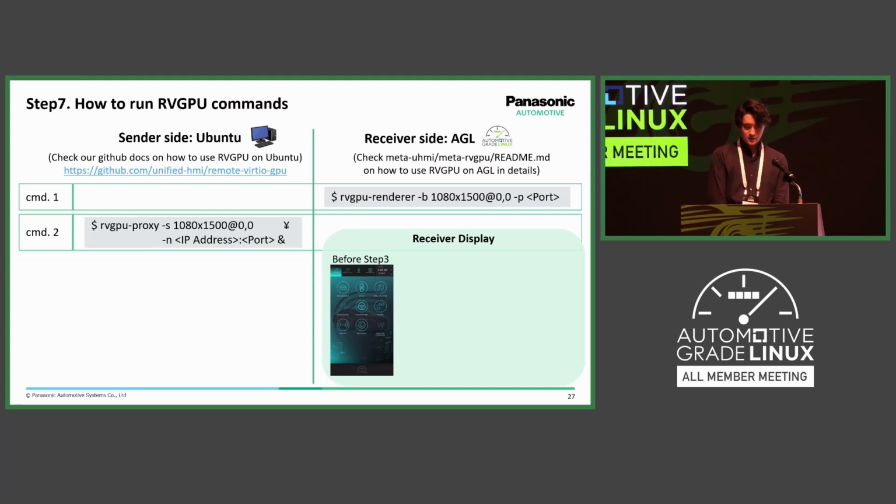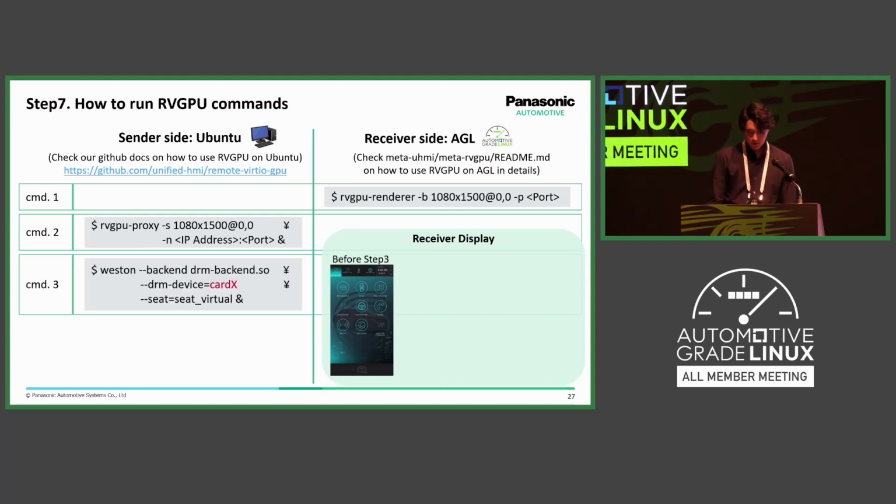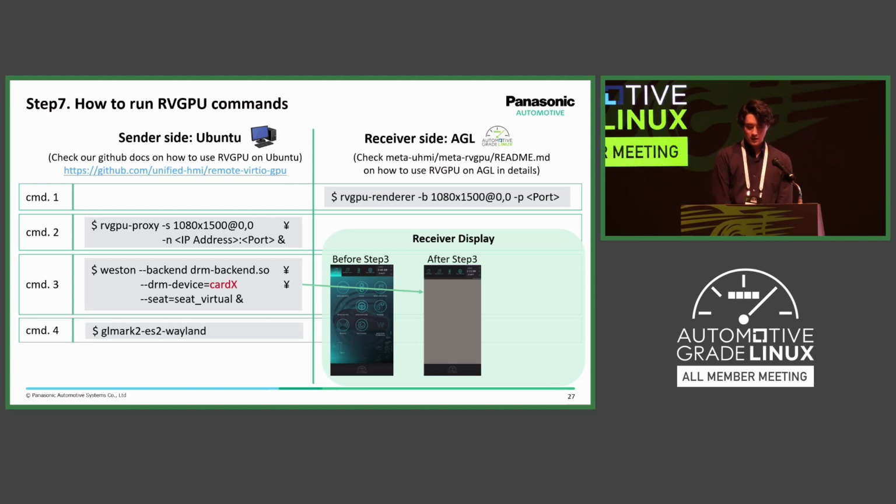When these commands are complete, a DRM device cardX is created and RBGPU is connected to the network. Third command, run Weston applications, specifying the DRM device cardX that's created by RBGPU. And the Weston application is rendered in the receiver display. And fourth command, run a Wayland application while the Weston application is being transferred. The Wayland application can be rendered in the receiver.